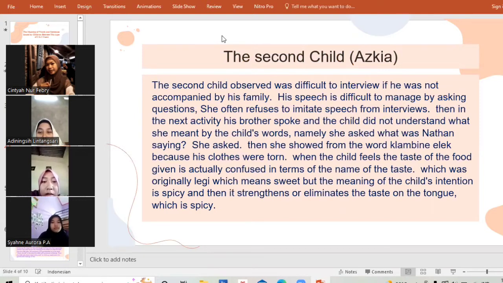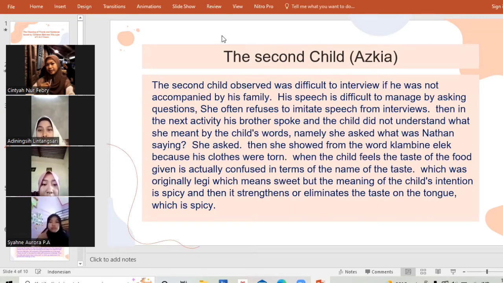Next, the second child is Askia. The second child observed was difficult to interview if he was not accompanied by his family. His speech is difficult to manage by asking questions. She often refuses to imitate speech from the interviewer. Then in the next activity, his brother spoke and the child did not understand what she meant.